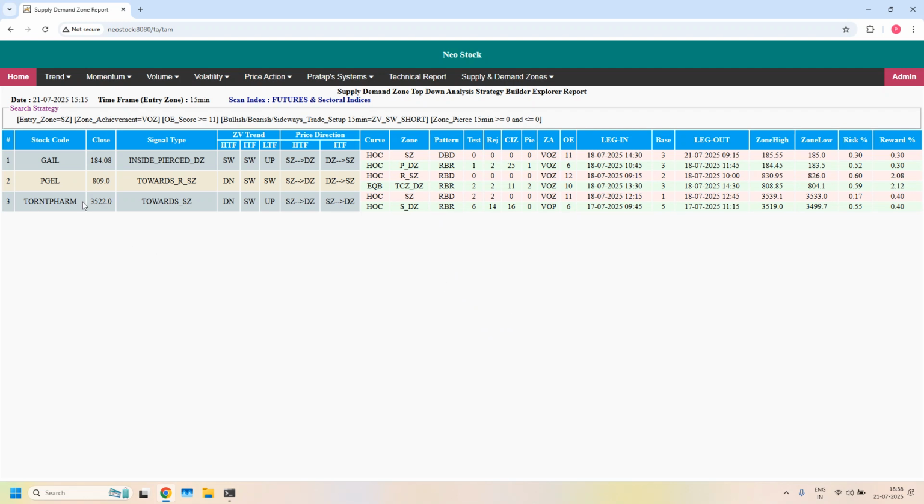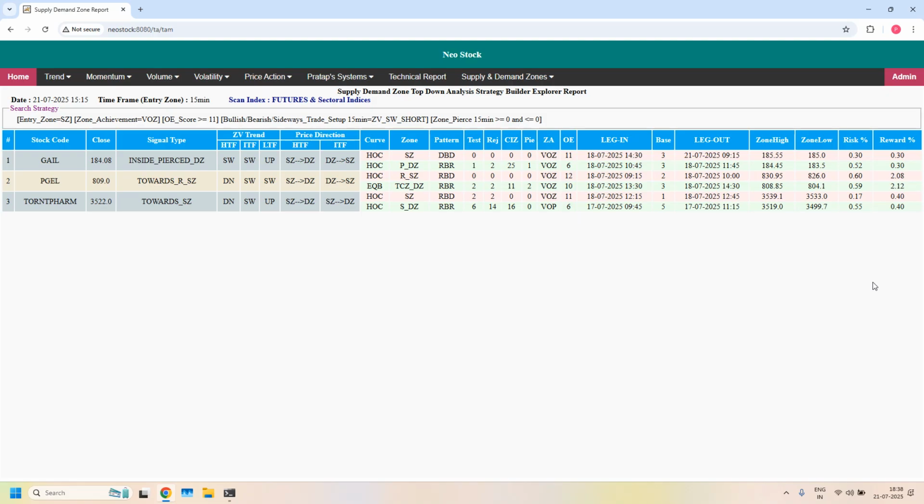If this stock would have been listed in the earlier reports, some of you might have already got trades from this zone. But remember, less than 20 checklist items should be satisfied. Otherwise, zones might be violated.